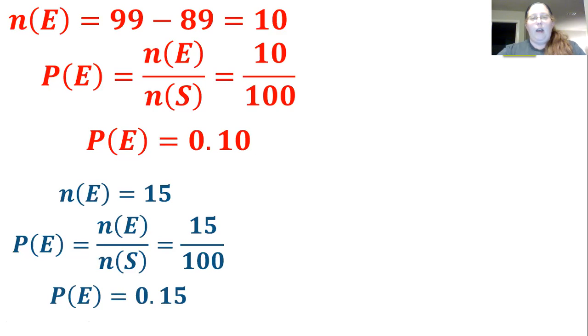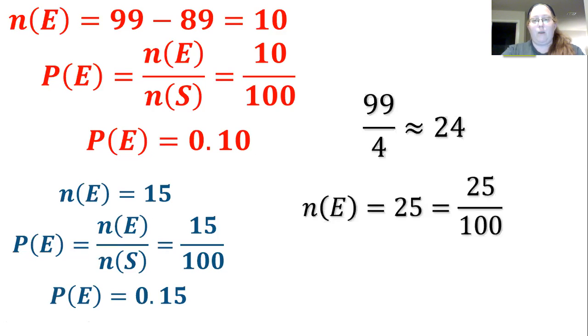Easy. We're going to continue to do that for the next one, and it's a multiple of 4. So what we're going to do is take 99 divided by 4, and it's approximately 24. And since 00 is still going to be a multiple, we are going to say NE equals 25. So that makes 25 over 100, which means that the probability is 0.25.